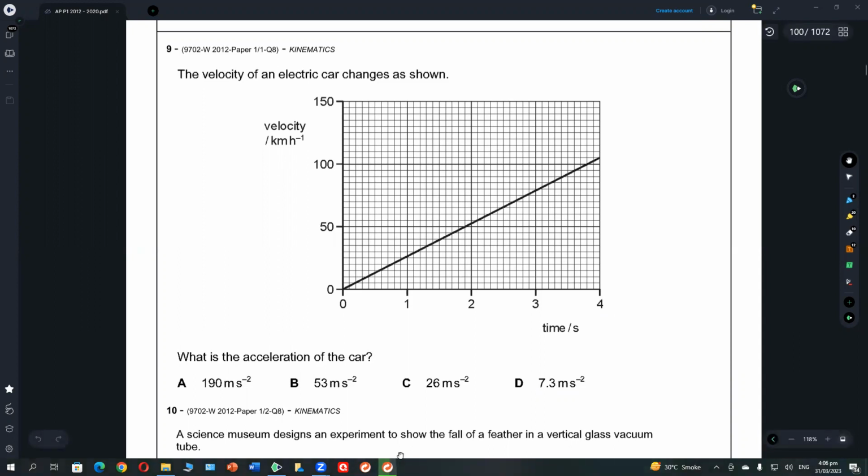Okay, Ali, did you make any revision for kinematics? Yes, that is what I was doing right now. I was solving a paper that had a lot of kinematics questions.